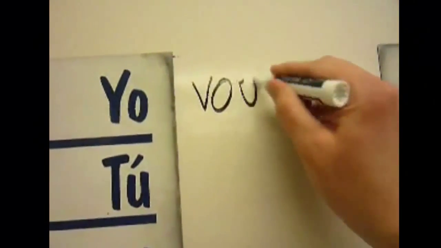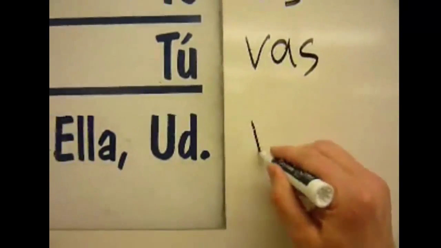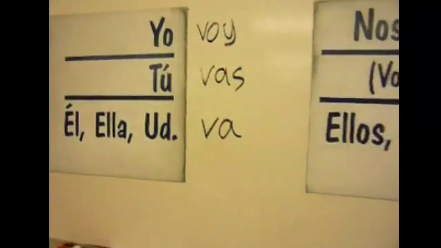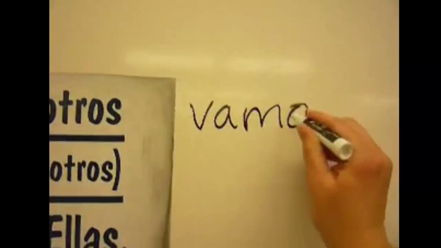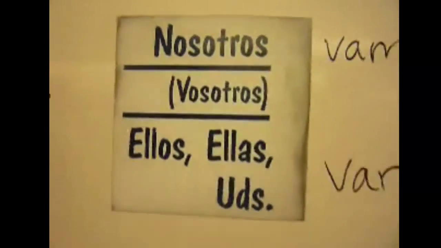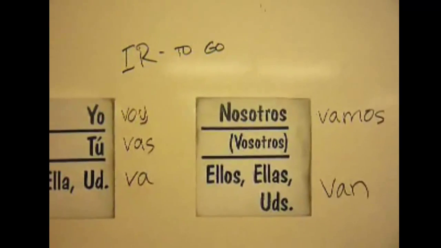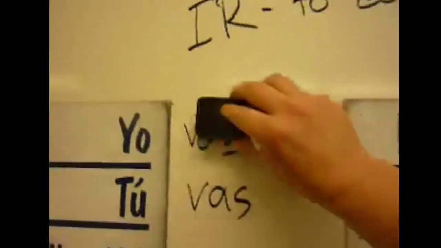Now let's review the present tense first. Let's start with voy, vas, va. I go, you go, he, she, or usted goes. Nosotros vamos. And ellos, ellas, ustedes van. That's regular present tense conjugation. Voy, vas, va, vamos, van. Hopefully you remember those. Okay.